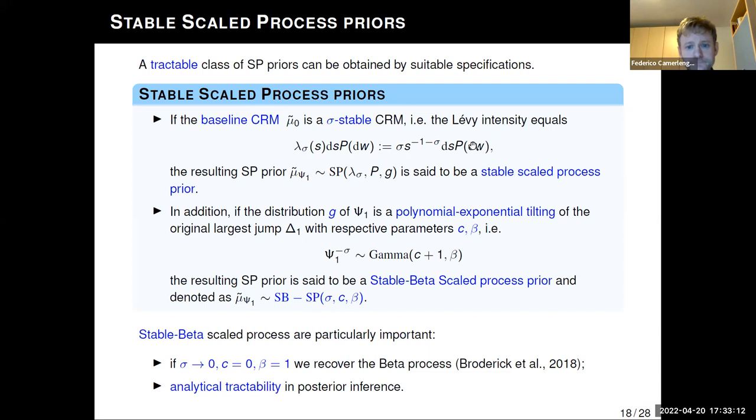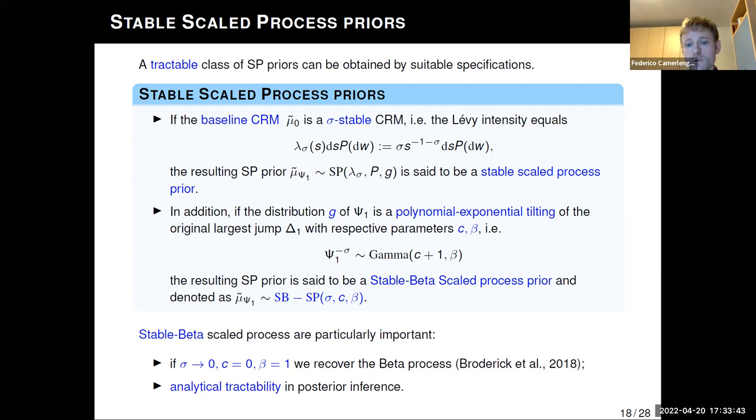Okay. In addition, if you select a stable completely random measure, and if in addition the distribution of C1 is a polynomial exponential tilting of the original largest jump delta 1, then you get a stable beta scaled process prior. So if you select a stable completely random measure, and if C1 is a polynomial exponential tilting of the original largest jump, then you get this class of stable beta scaled process prior.